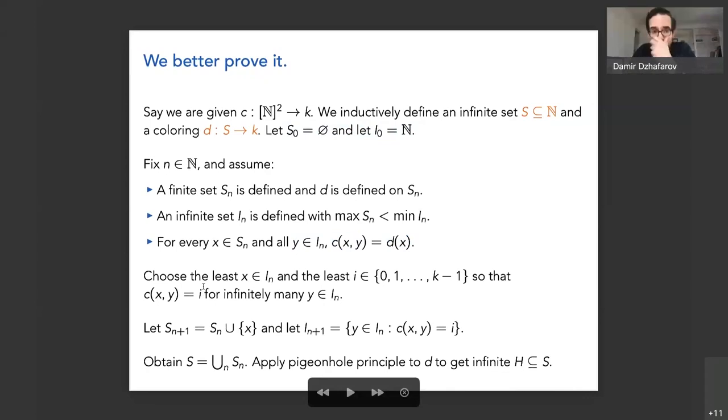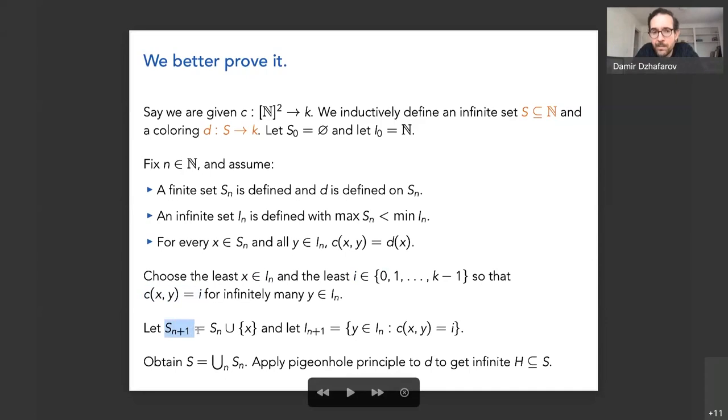So now what do we do? We take the least number in the reservoir and we add it to our Sn. But now let's look at this. Take the smallest number X in this reservoir. By the pigeonhole principle, since In is infinite, for one of these colors, either 0, 1, or all the way up to k minus 1, there must be infinitely many numbers y so that C of xy is equal to i. There have to be infinitely many numbers that get assigned the same color. So fix maybe the least such i.